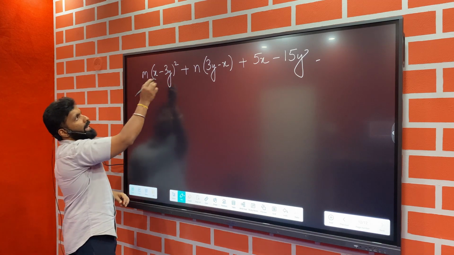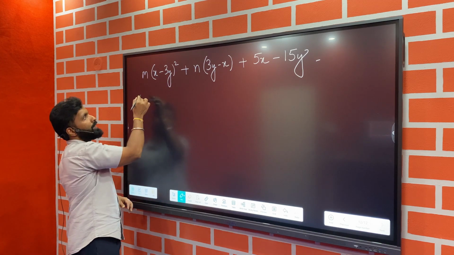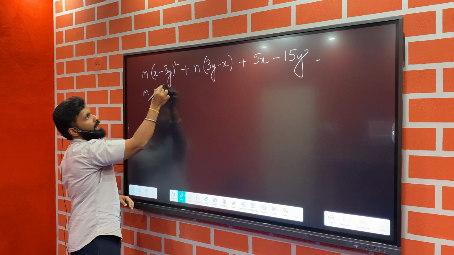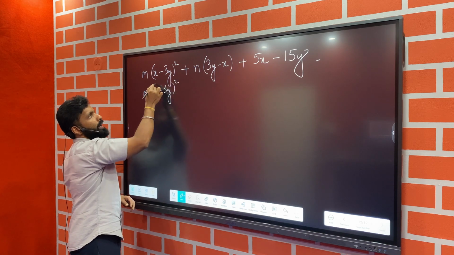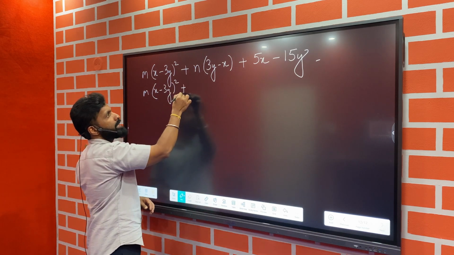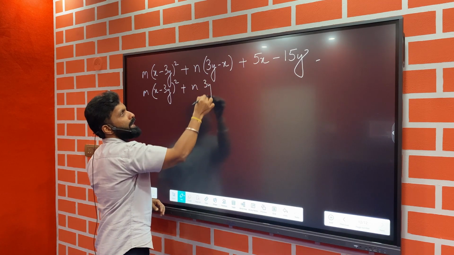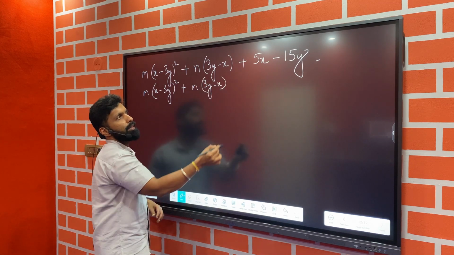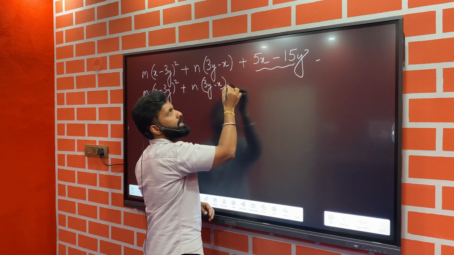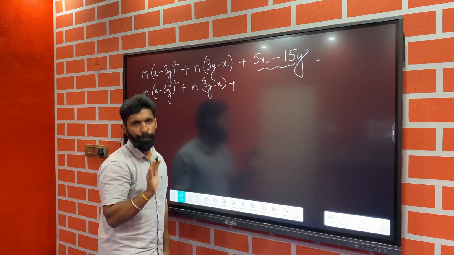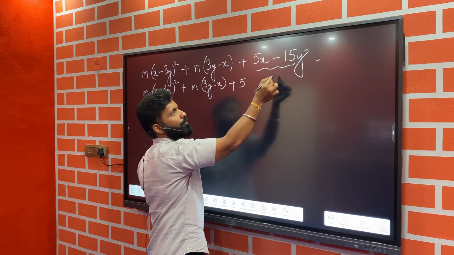Now, I don't know what to do with this, so I will keep this as it is. m into x minus 3y the whole square, plus n into 3y minus x as it is. Only from these two I can see something common. What is that something? 5, right? So I remove 5 common.